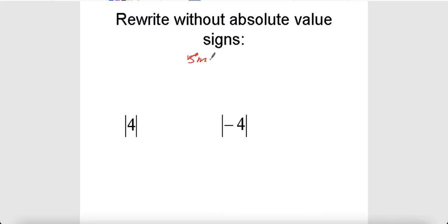What does absolute value mean? What do the absolute value signs mean? Well, absolute value, its definition is distance from 0. Distance from 0 on a number line.